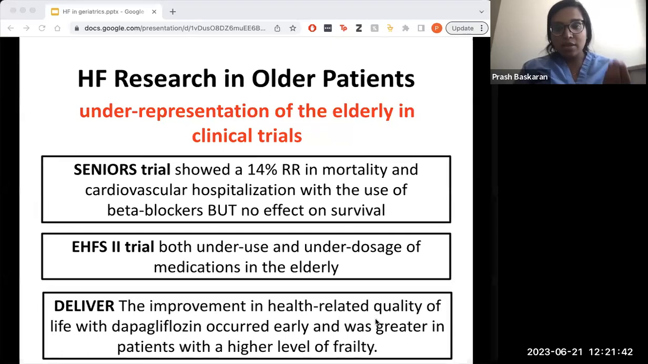And then the most recent study available to us is DELIVER, which does look at dapagliflozin in the elderly population. It showed that frailty was common and associated with worse outcomes in heart failure patients, which we already knew based on my previous slides. But the benefit of dapagliflozin was consistent across the range of frailty studied. The improvement in health-related quality of life with dapagliflozin occurred early and was greater in patients who had higher frailty levels. So again, this is more evidence that medication can sometimes be more beneficial in patients with a higher frailty index.